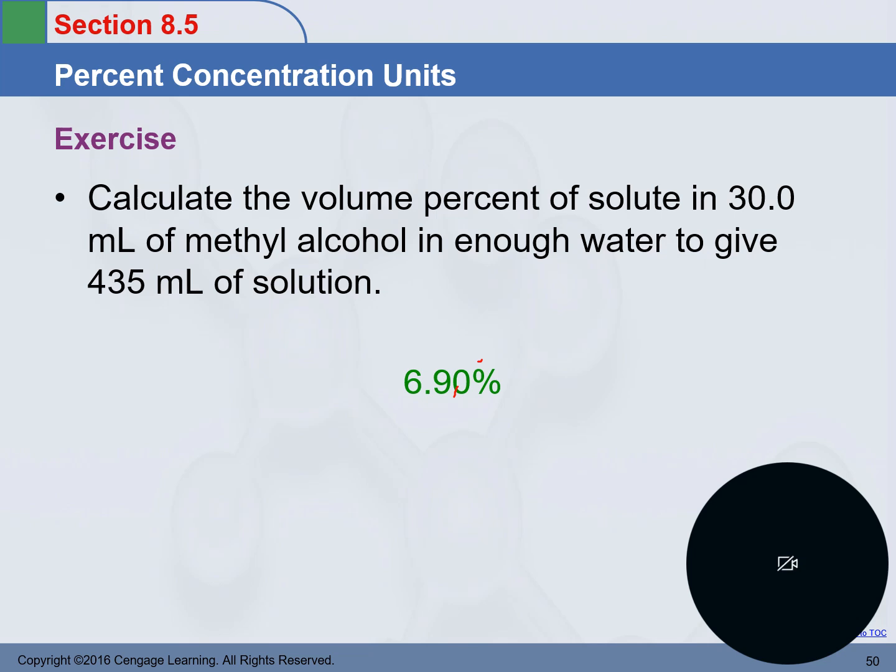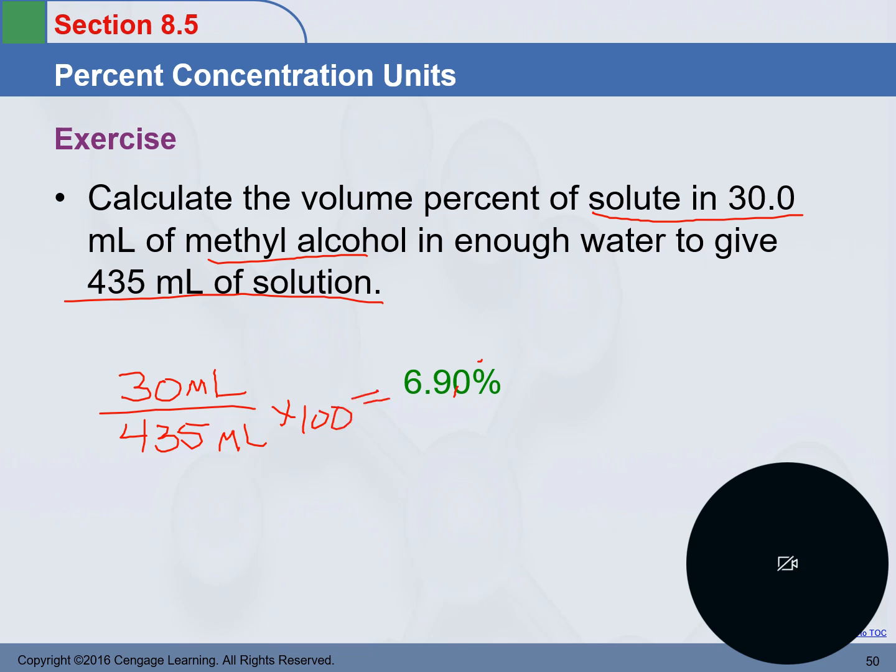Here's a sample problem dealing with percent concentration. We're going to calculate the volume percent of solute for 30 milliliters of methyl alcohol in enough water to give us this much solution. So remember, it's your volume of solute over your volume of solution times 100%, and you should end up with this answer right here.